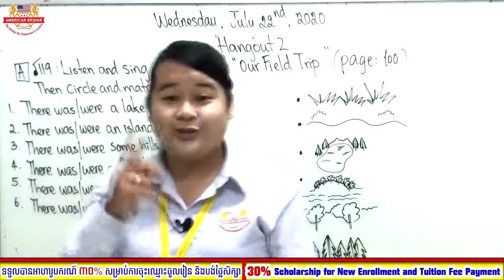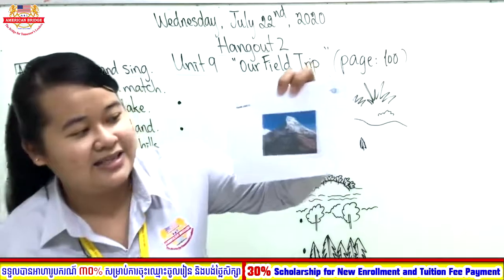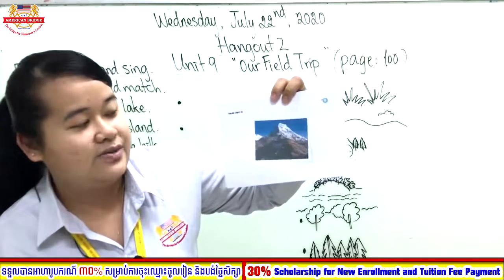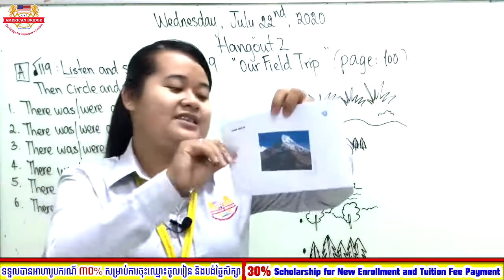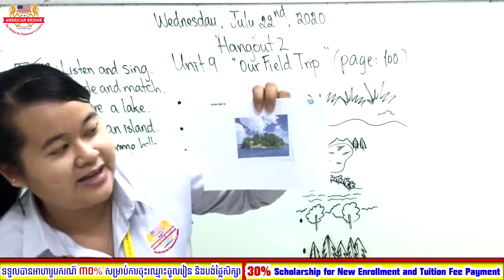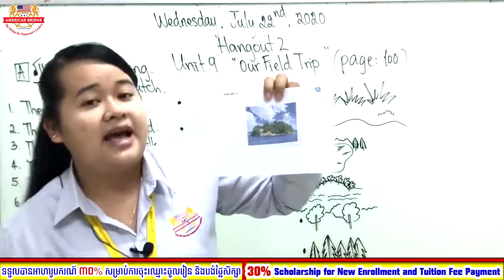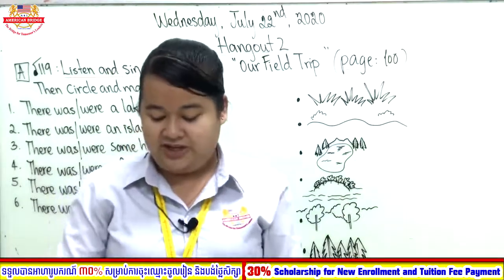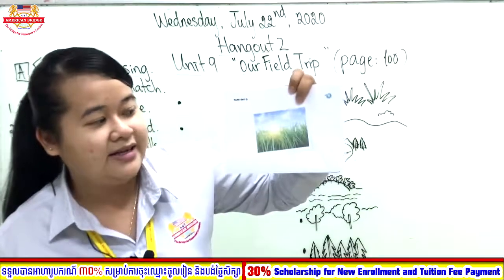Okay, so now let's move to the next picture. You are clever. Okay, so now let's guess this picture. What is this? Good. So this one is mountain, right? Okay, so now let's move to another one. How about this one, everyone? Can you guess it? What is this? Great. So this one is island, right? Okay, so now let's move to the next picture. Can you guess it? What is this, everyone? Good.